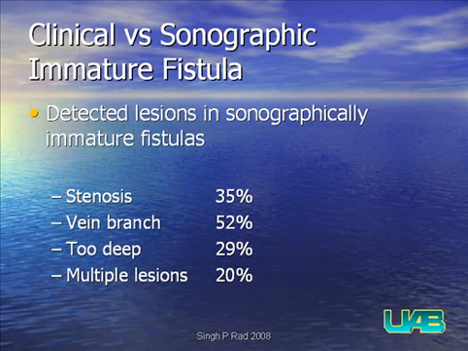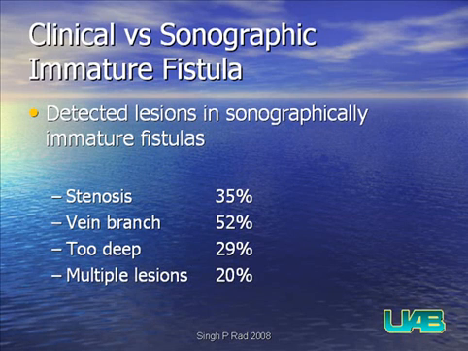So what was the variety of abnormalities that we saw in these patients that were clinically immature and then also sonographically immature? Stenosis was present in about a third of patients, and then approximately a half had a competing branch within the first 10 centimeters. And then about a third were too deep, which can be helped with superficialization. If you notice, these numbers do not add up to 100% because some patients had multiple lesions.